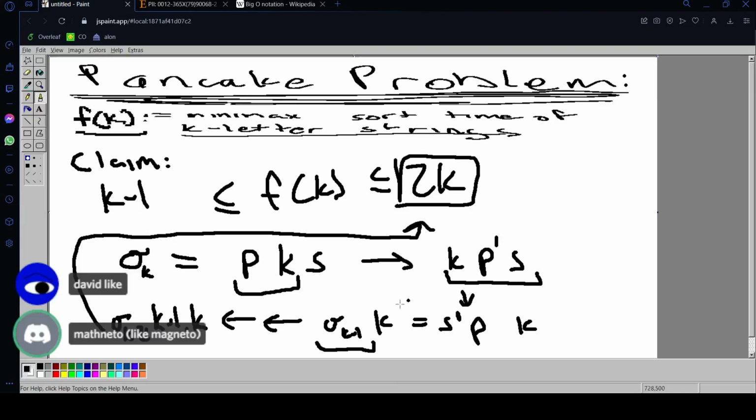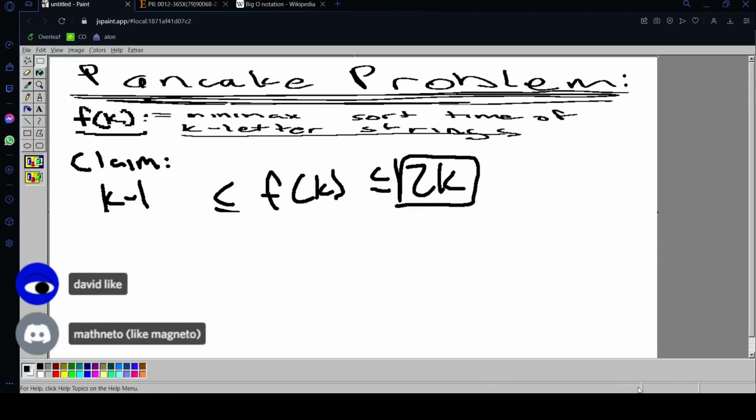Yeah. That's sick. That's crazy. So that's our informal proof, and that's good enough of a proof for the upper bound. Now I'm going to talk about the lower bound a little bit.